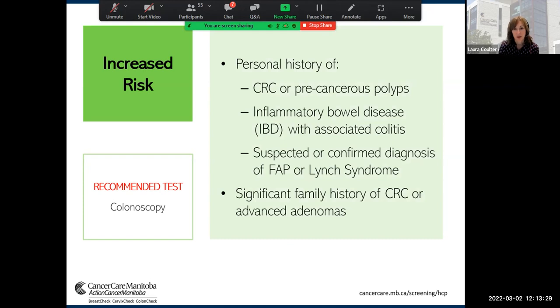Significant first-degree family history of colorectal cancer or advanced adenomas also increases a person's risk category. Generally, people at increased risk should be screened or surveyed using a colonoscopy procedure, and the interval is based on the risk category and the procedural findings.